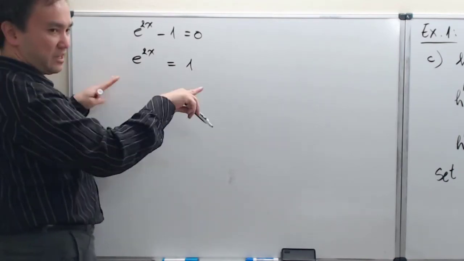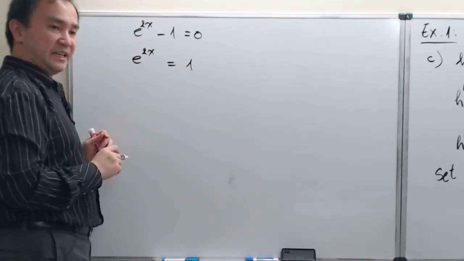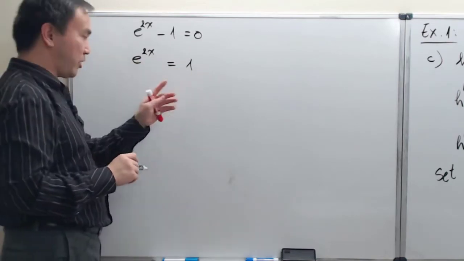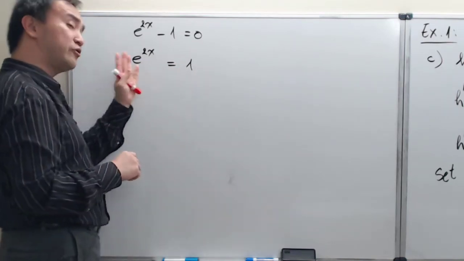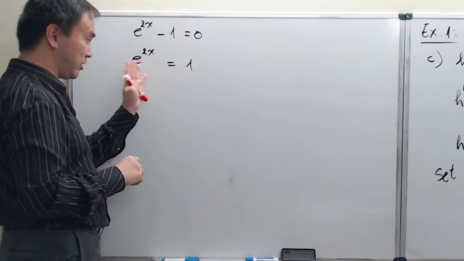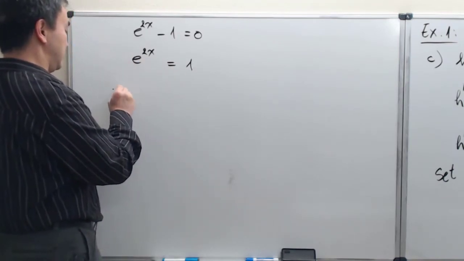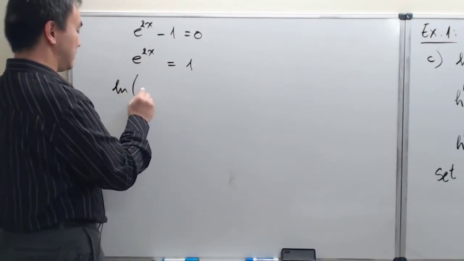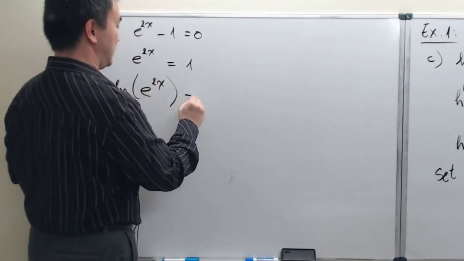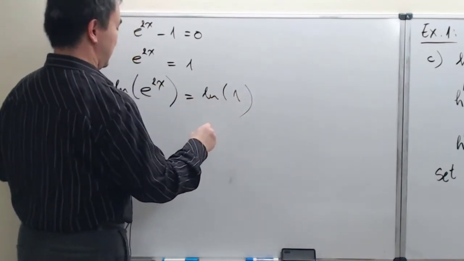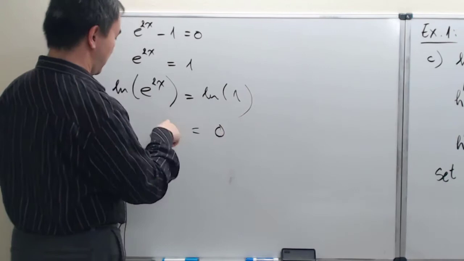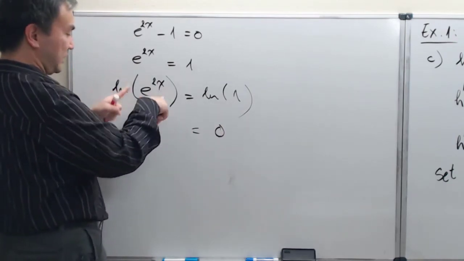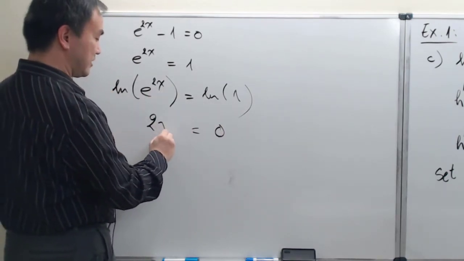And so now here is just a standard algebra technique to solve an exponential equation. I'm going to take the natural log on both sides right here. So the natural log of e to the 2x equals the natural log of 1. The right hand side gives me 0. The left hand side, the natural log of e to the 2x, gives me simply 2x.